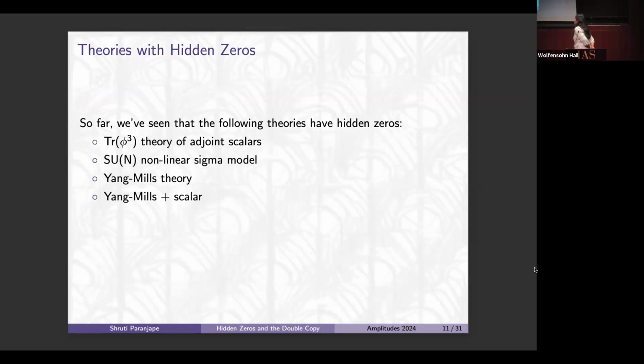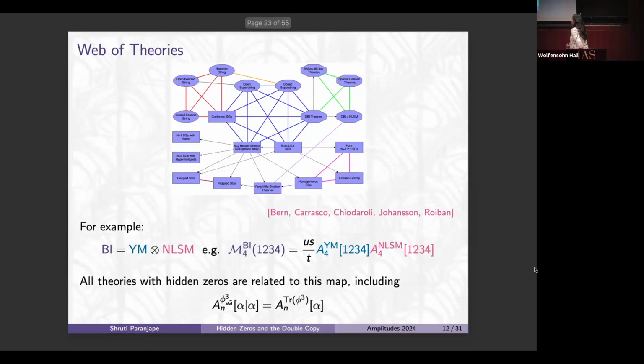And anyone who sort of lives and breathes the double copy knows that all of these are related to the double copy in some way. Okay, good. So I didn't anticipate this, but I'm actually the first person to talk about the double copy at this conference. So anyway, we'll figure it out as we go along.